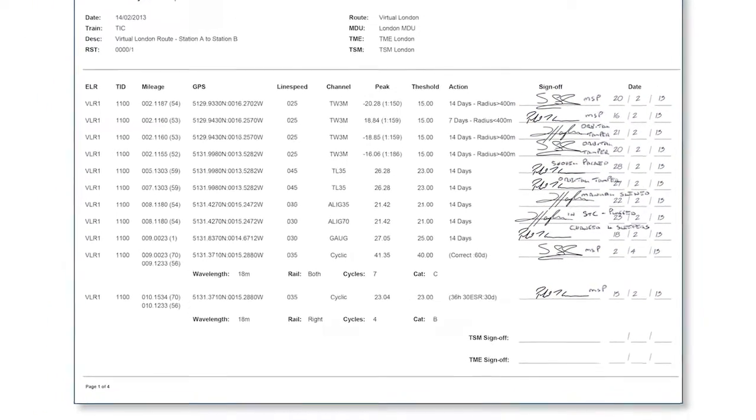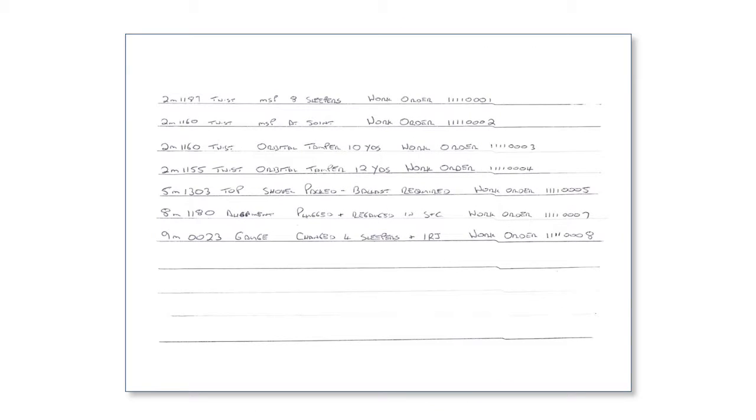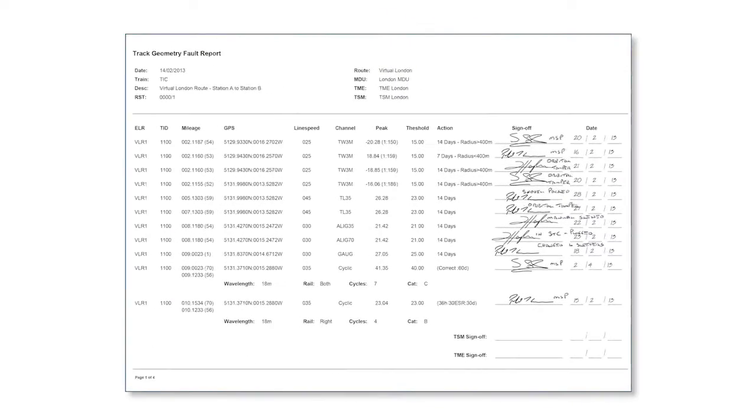Details of the rectification must be written on the report with further details written on the back if necessary. The track maintenance engineer and section manager should only endorse the report if the correct information is detailed and all faults listed on the sheet have been rectified.